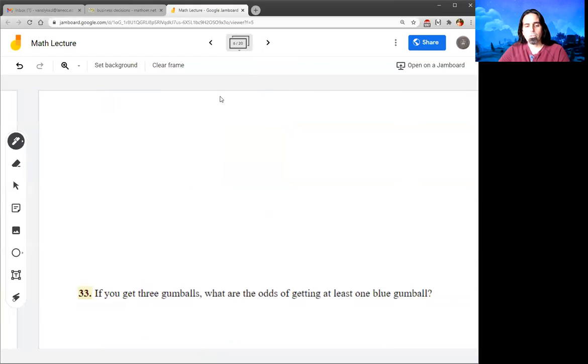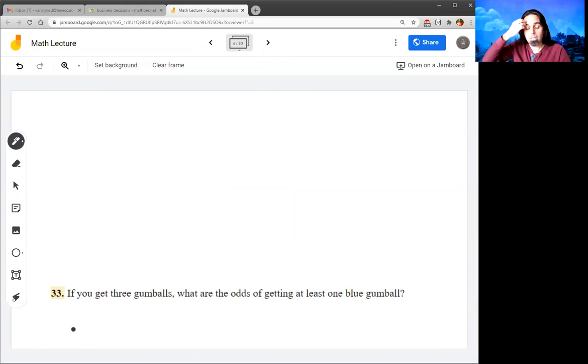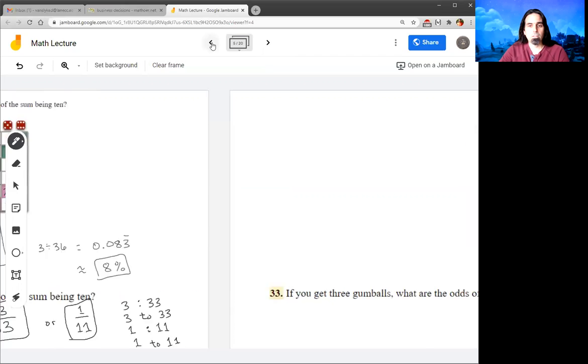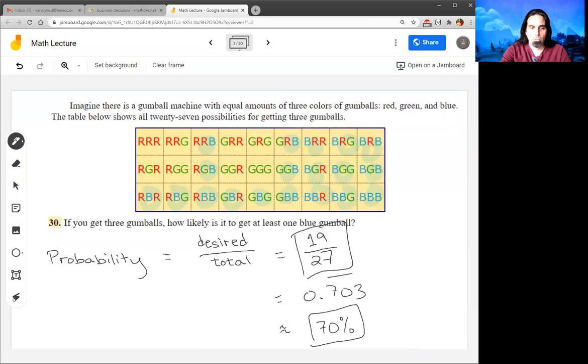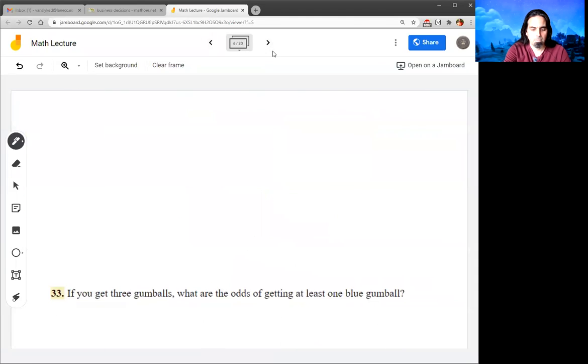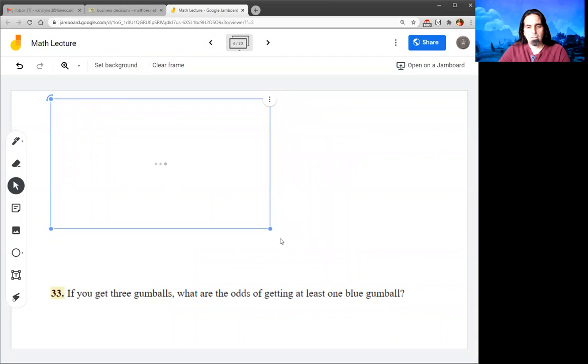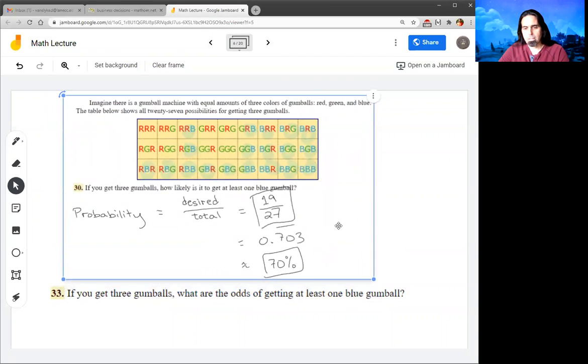And you can see what we're going to do next. If we get 3 gumballs from that gumball machine, what are the odds of getting at least 1 blue one? So this is how we did things the first time with probability. And odds is just a little different.